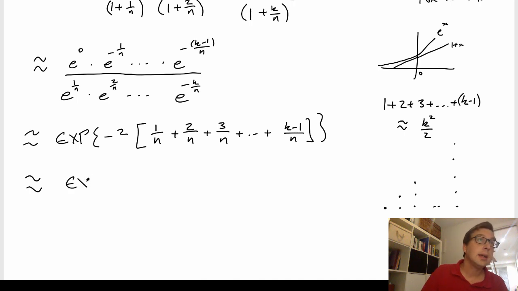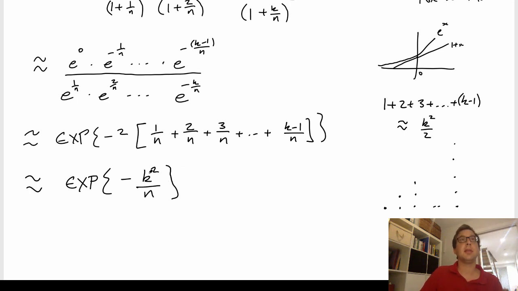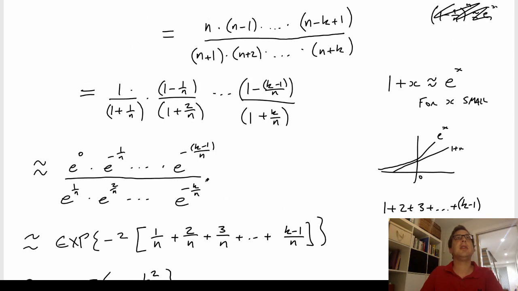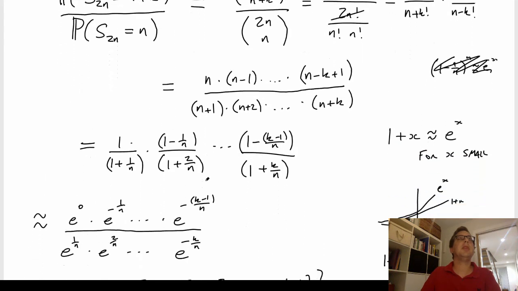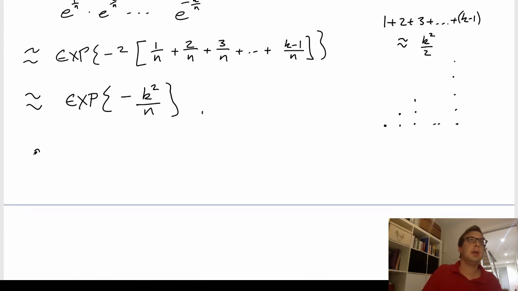So this is approximately going to be equal to e to the minus k squared divided by n. There are various errors here, but notice we're getting something of roughly the correct form. We're going to get something like e to the minus x squared here. Another thing we can notice is what we've just seen.